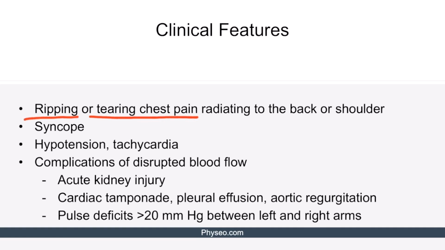It frequently radiates to the back or shoulder. Patients may also present with syncope due to the disruption in blood flow to the brain. Hypotension and tachycardia suggest there may be an ongoing bleeding from the dissection.